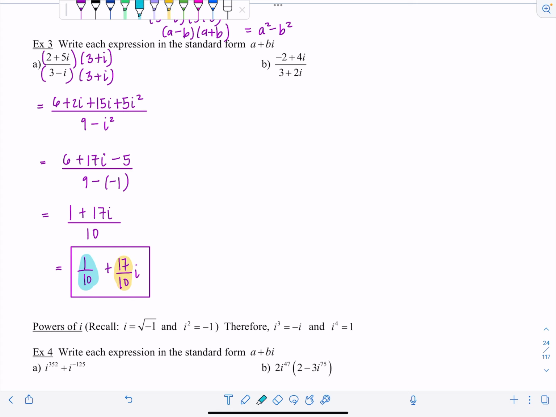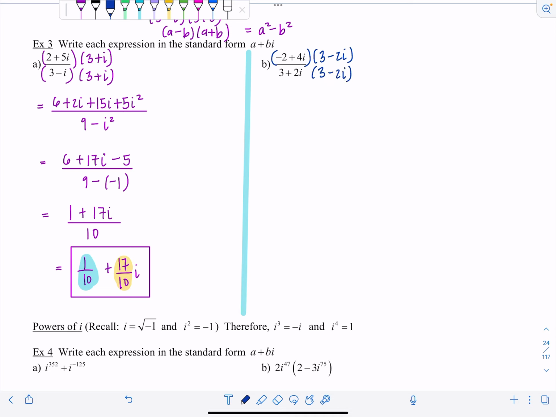Okay, let's work on another one. You want to give it a go? Why not? Pause the video. Try it on your own. I hope you tried it. This is a safe space. Don't be scared. Okay, 3 minus 2i. Yeah, is that what you chose?